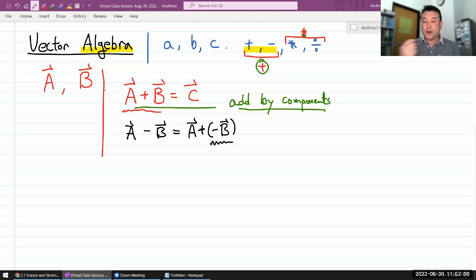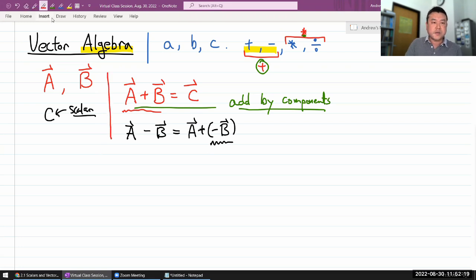So let me introduce one more mathematical object on this page. I'm going to call it lowercase letter c, no arrow on top. This is a scalar, and you can multiply a vector by a scalar. The idea is simple and intuitive. Imagine you have B times C, but that dot could get confusing later on, so let me just write it this way.